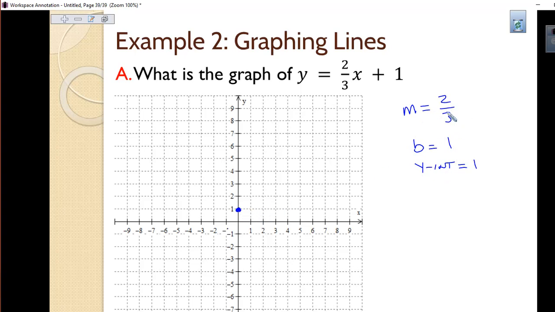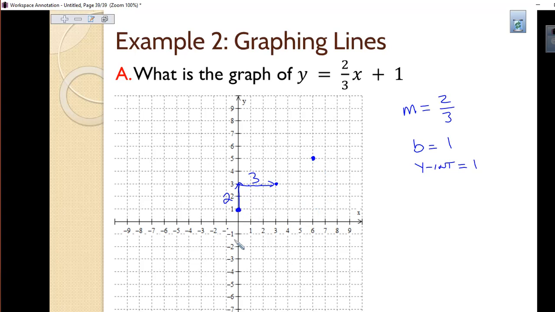Now we're going to take our slope and apply our slope. So we go to that starting point and we're going to go up 2, rise 2, and we're going to run 3. To show you it again, if we go up 1, 2, and 1, 2, 3.